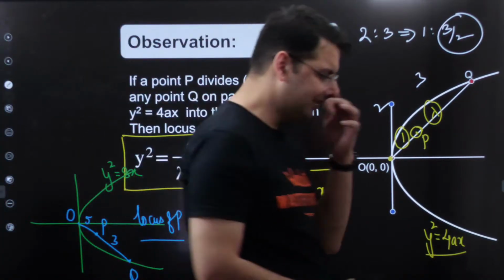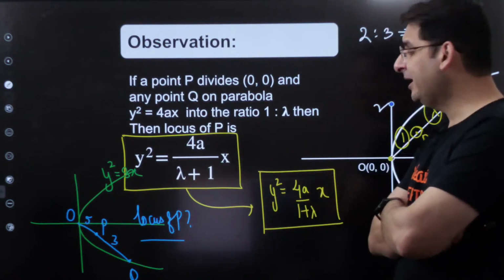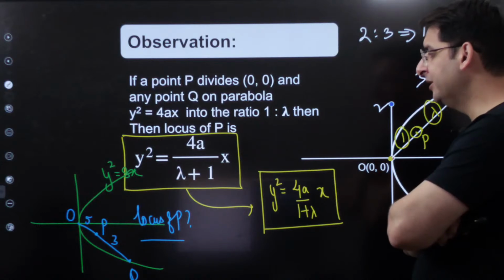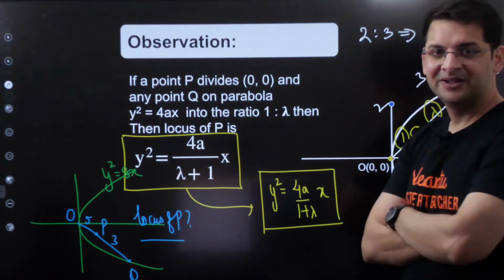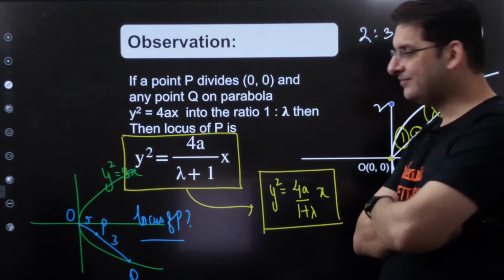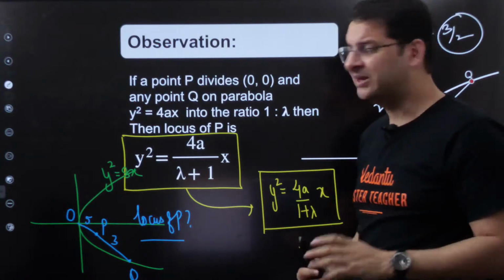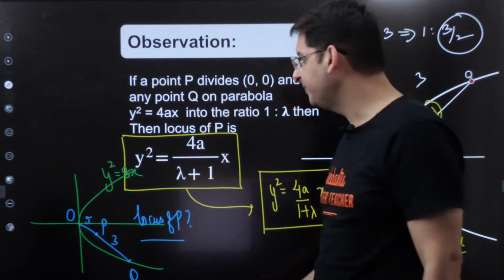Everyone on the chat, let's see who answers this first. Point P divides OQ in the ratio 5 is to 3. What is going to be the locus of P? So the locus of P is going to be very simple, guys. P is also going to be a parabola.